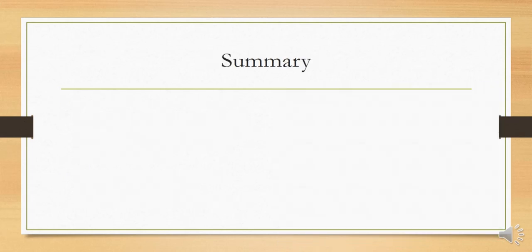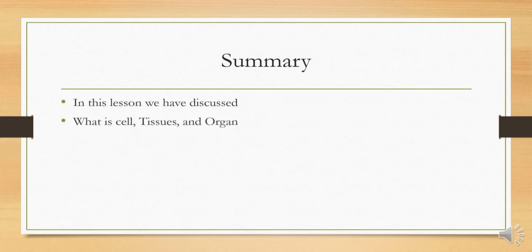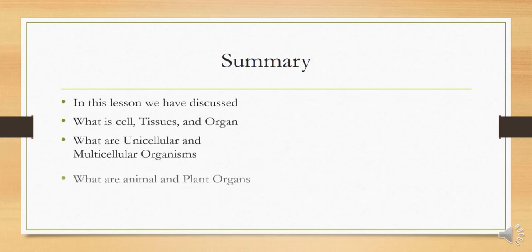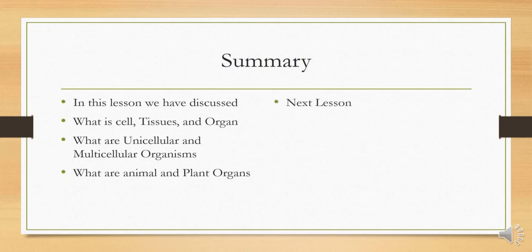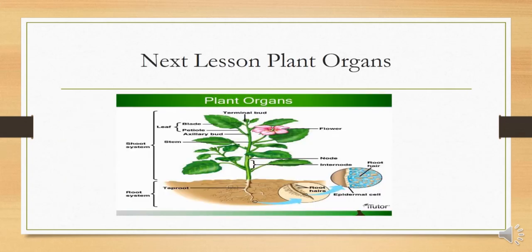So, in next lesson, we will discuss the plant organs. In this lesson, we have discussed what is cell, tissues, and organ, what are unicellular and multicellular organisms, what are animals and plant organs, and in the next lesson, we will discuss plant organs in detail.